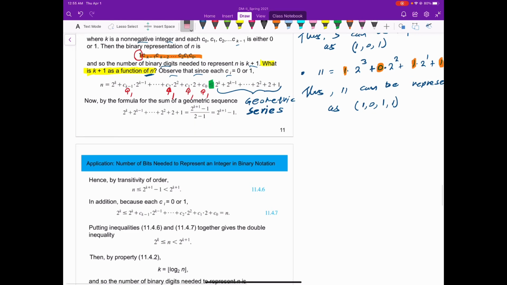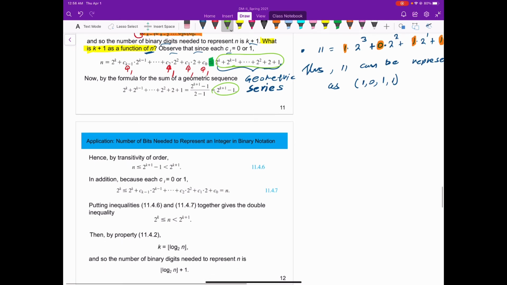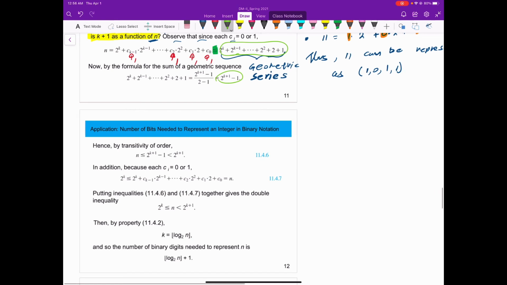All right, so now you have found the sum of that, which is 2 to the power k plus 1 minus 1. Then we write n, which is right here, n, which is smaller than or equal to 2 to the power k plus 1 minus 1. And this can also be written down as less than 2 to the power k plus 1, because we can simply ignore this minus 1. If you just ignore minus 1, you have to just put this less than symbol.